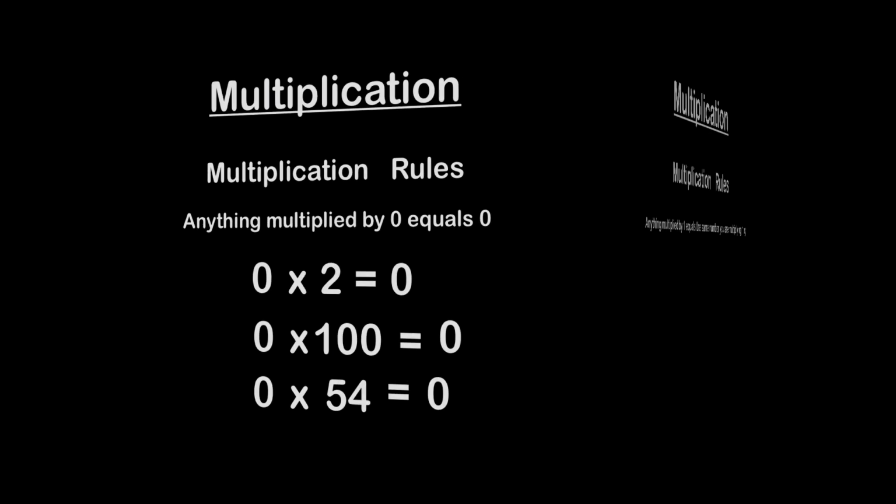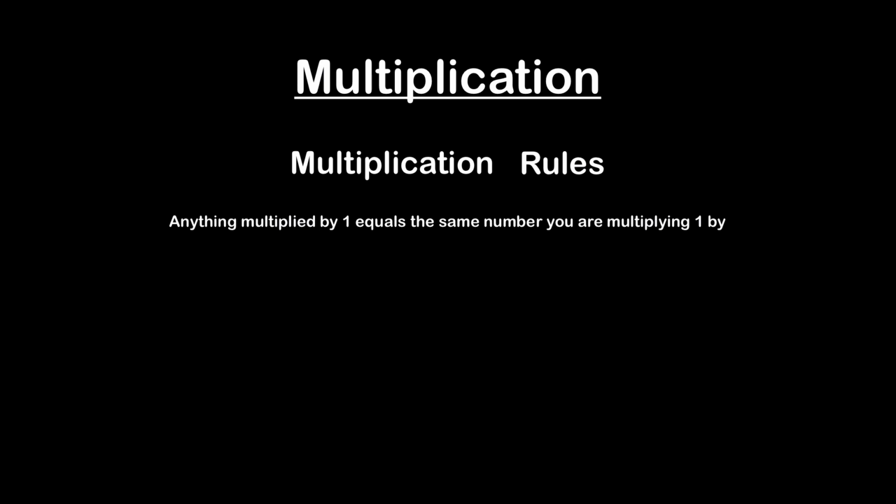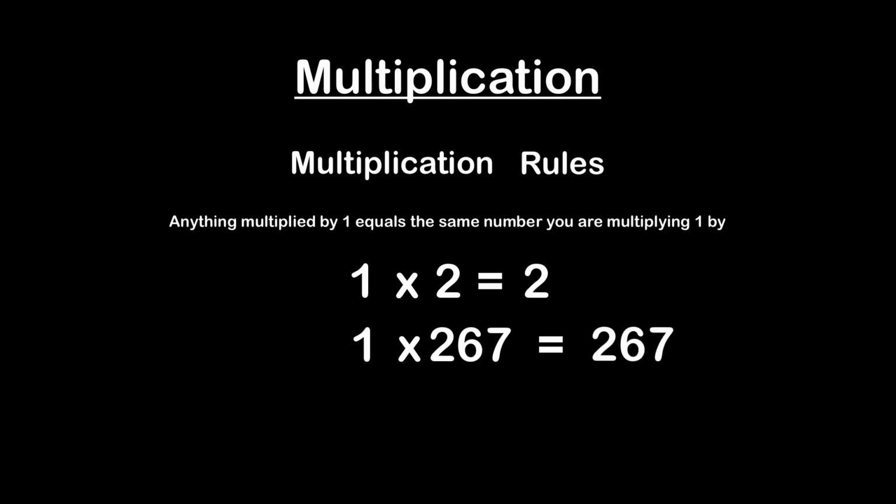Rule number 2. Anything multiplied by 1 equals the same number you are multiplying 1 by. So for example, 1 times 2 is 2 because we have one set of 2, so therefore your answer is 2. Another example, 1 times 267 equals 267. 1 times 389 is going to equal 389.